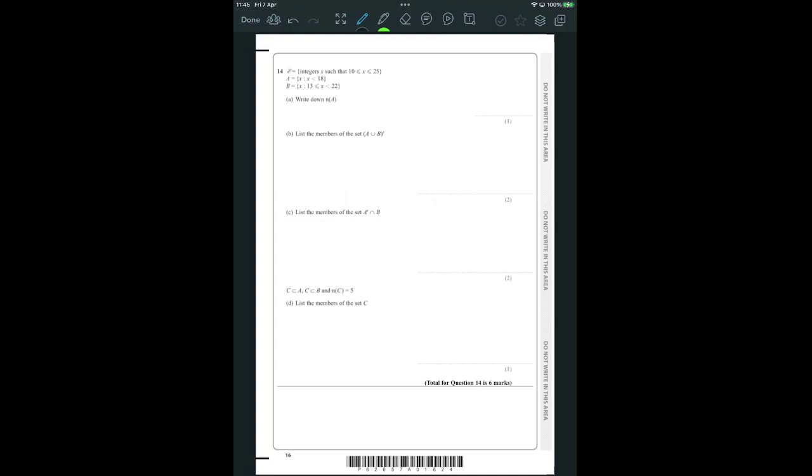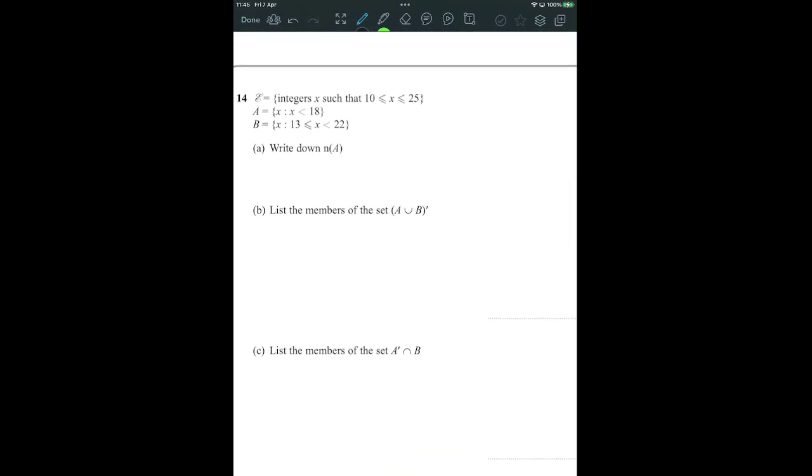Question 14, a set theory question. We're now past that halfway point. We're getting to the questions which are a little bit more challenging. Okay, set theory. So our universal set is all the numbers between 10 and 25. They're the only ones we're allowed to think about.